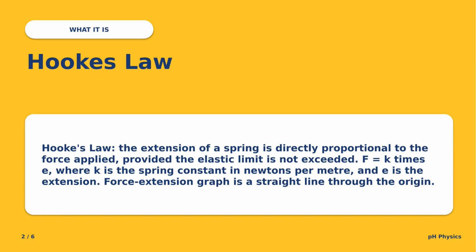Hooke's law. The extension of a spring is directly proportional to the force applied, provided the elastic limit is not exceeded. So F equals k times e, where k is the spring constant in newtons per meter and e is the extension. The force-extension graph is a straight line through the origin.